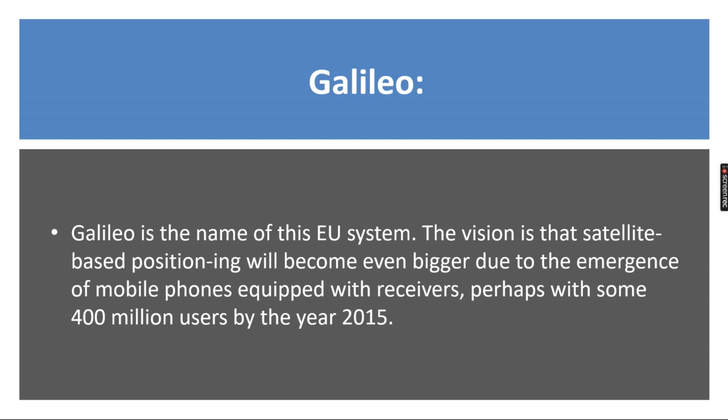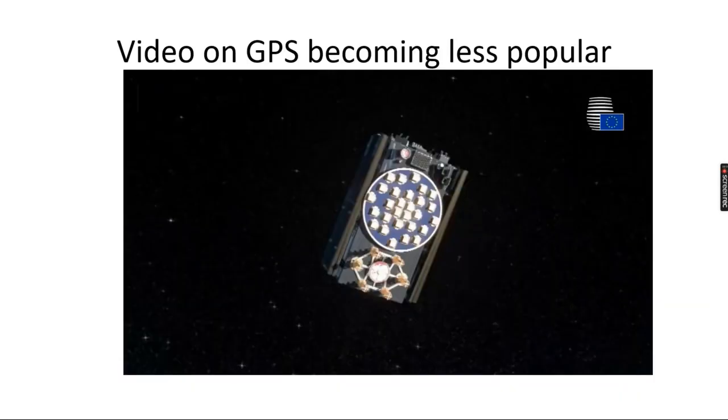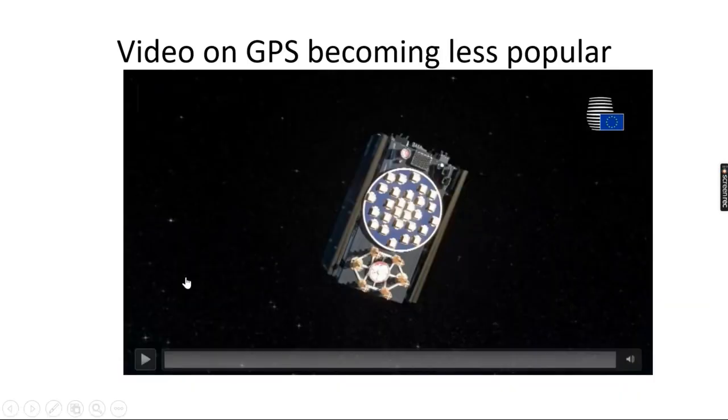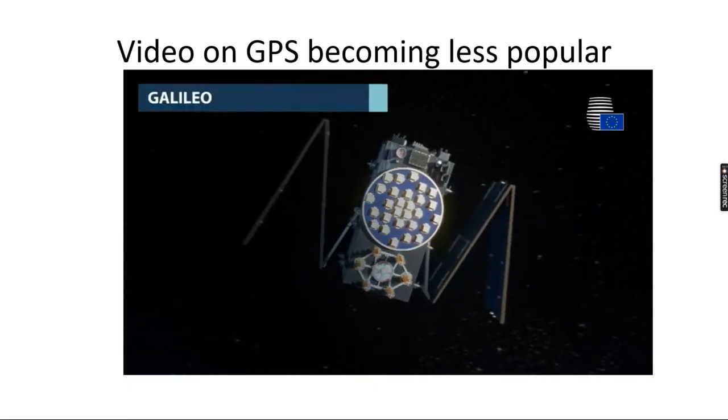Now, Galileo, as the name suggests, is from the European Union. The vision of this is to provide satellite-based positioning, even with the emergence of mobile phones equipped with receivers. So 400 million users can be connected using Galileo. So let's watch a video on GPS becoming less popular.